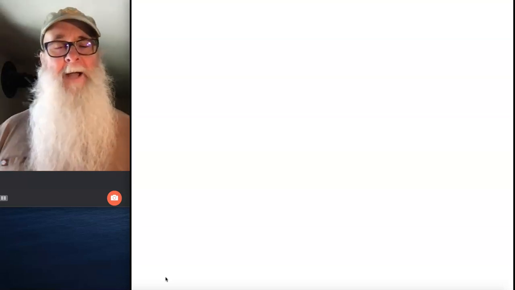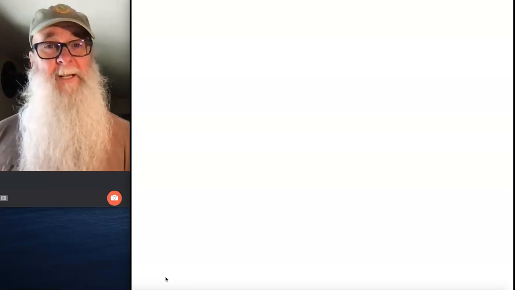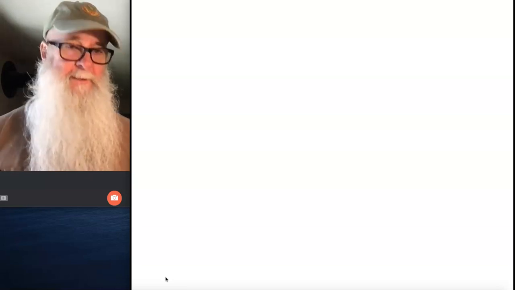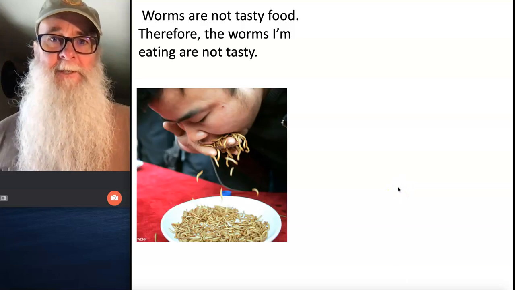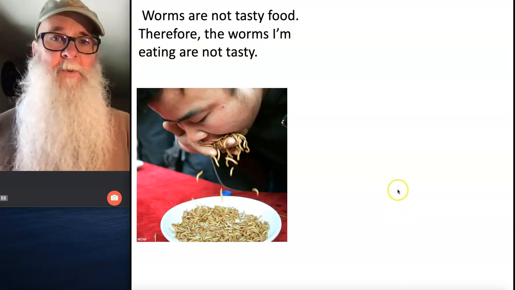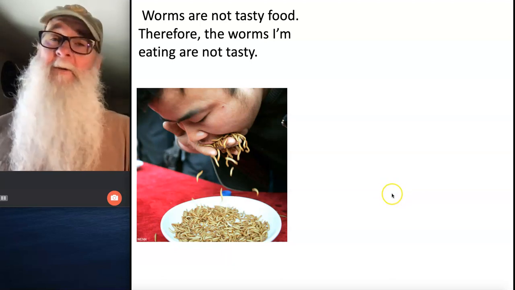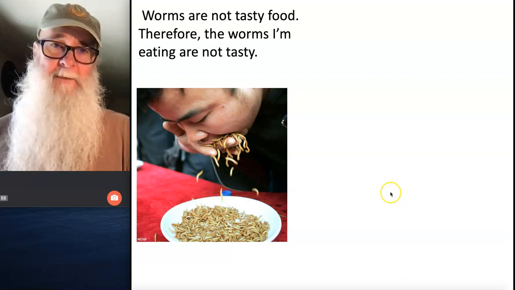So let's practice how we would use Venn diagrams to test arguments for validity from both the Boolean and the Aristotelian standpoints. So here's our argument. Worms are not tasty food. Therefore, the worms I'm eating are not tasty. It's pretty gross.